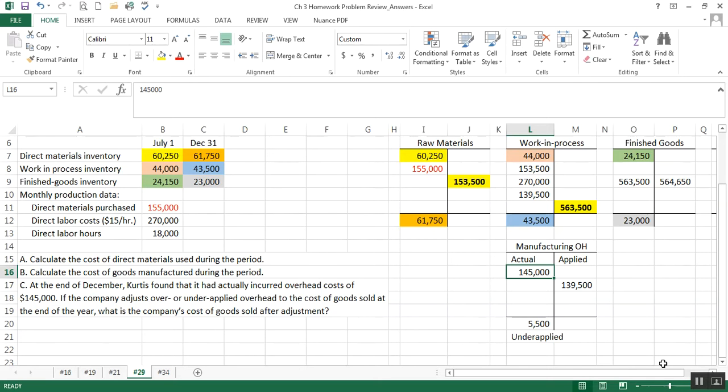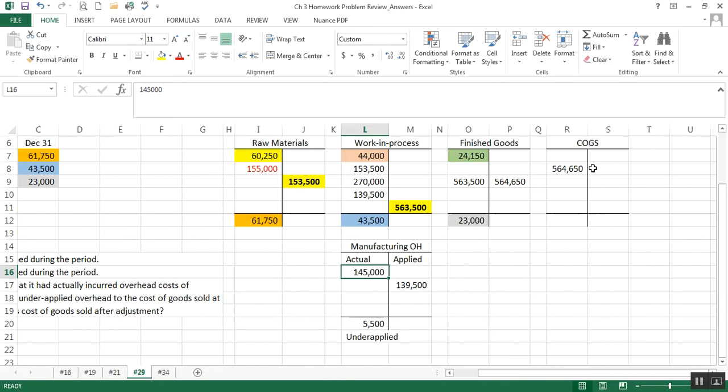Therefore, we would adjust our cost of goods sold for the 5,500, meaning that we need to increase our cost of goods sold for an ending balance of 570,150.